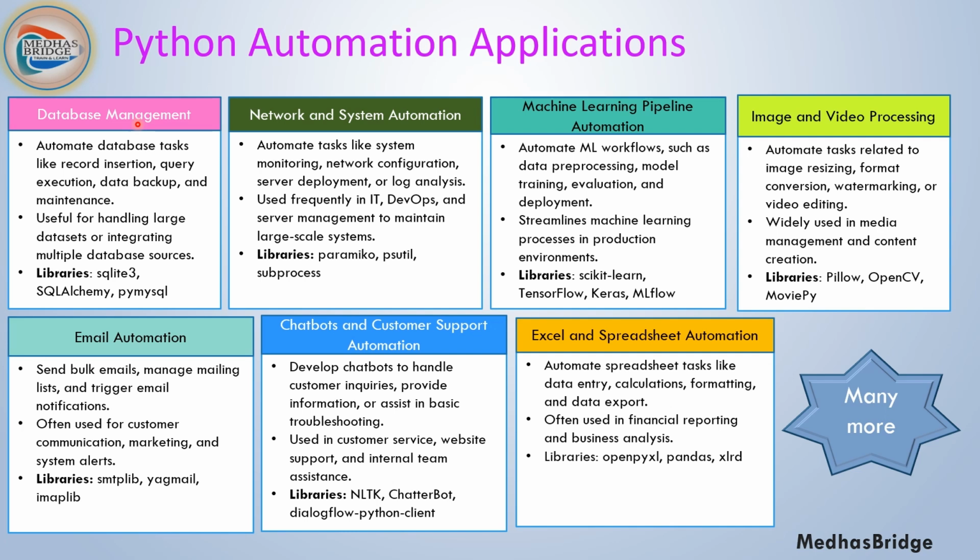Python can also be used in network and system automation. Automate tasks like system monitoring, network configuration, server development, deployment, or log file analysis. This is where we can use Python for automation. The area we can call network and system automation. Used frequently in IT, DevOps, and server management to maintain large scale systems. So these are the libraries: Paramiko, PSUtil and subprocess.